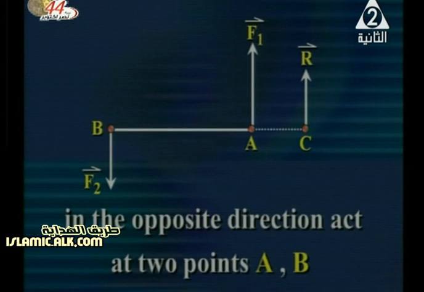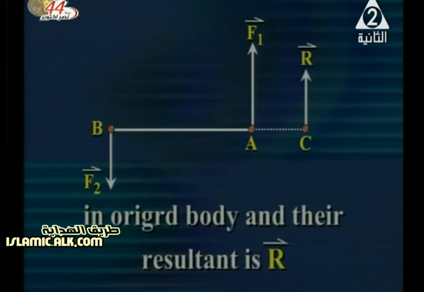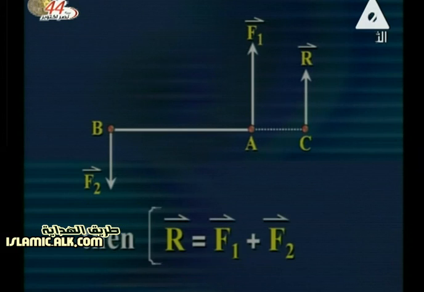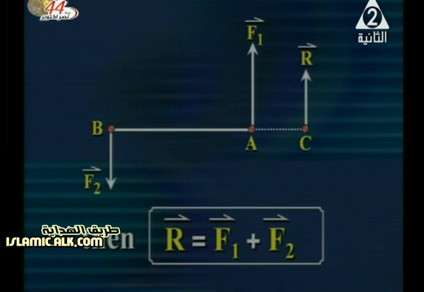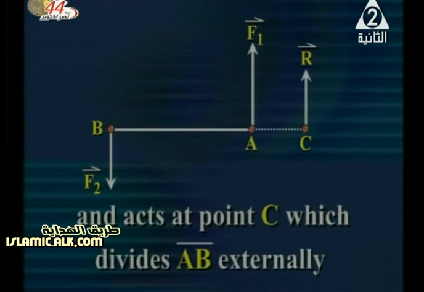F1 and F2 act in opposite directions at two points A and B in a rigid body, and their resultant is R. In this case, R equals F1 minus F2, where F1 is greater than F2, and R is in the same direction as the greater force F1. F1 is positive, F2 is negative, and R acts at a point C, which divides AB externally. C divides BA externally in the ratio BC to CA.